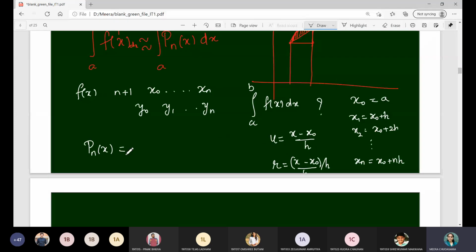So what is the formula for Newton's forward interpolation formula? Please tell me.